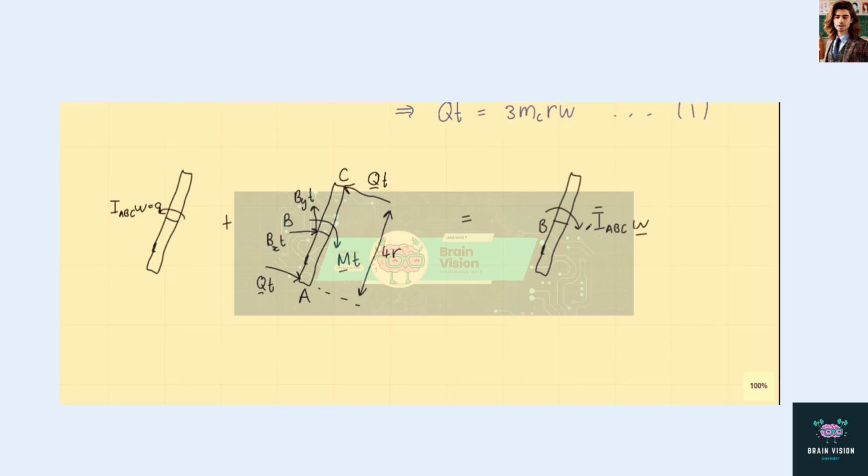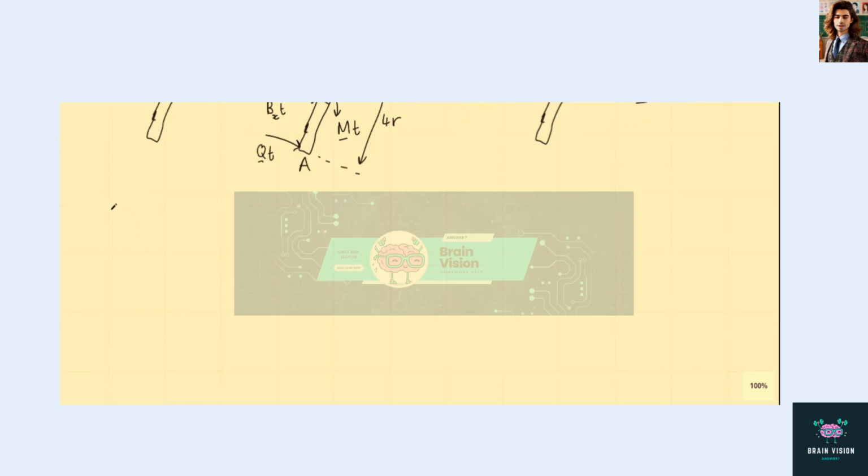Finally, about point B, the rod begins to rotate, and it has angular momentum I ABC, or I bar, which is the mass moment of inertia of the center, times its angular velocity omega. So the momentum and impulses are conserved. If we did what we did before, we'll take clockwise moments like we did for disk A, but we'll take clockwise moments about B for the rod.